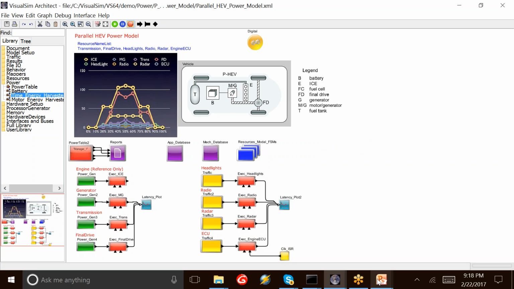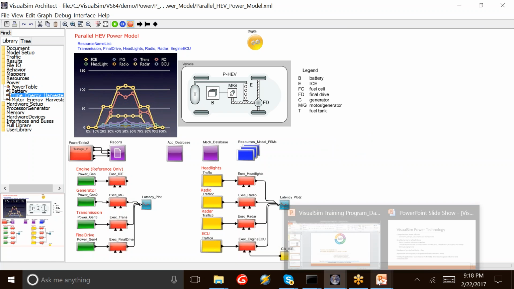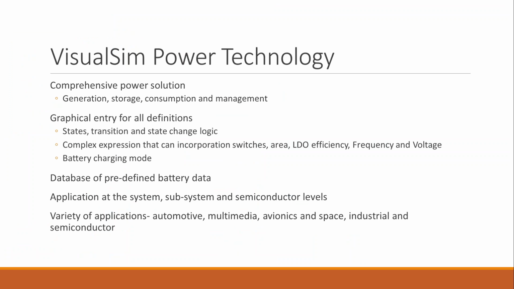Now, what technologies are available for you to be able to define your power data? The first and foremost is your power table. In the power table, you can provide information such as, what is going to be the power in each state? What is the transition time between states? What is the expression for the power in each of the states? And, what is the battery charging mode? All of this information can be incorporated into the different tables available in VisualSim.